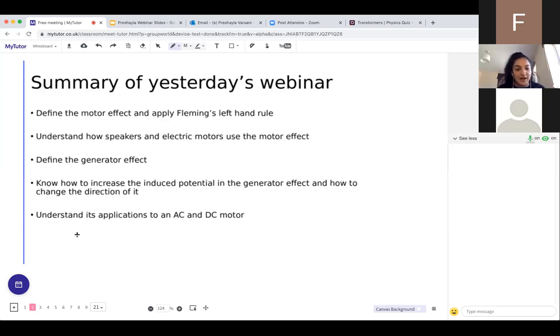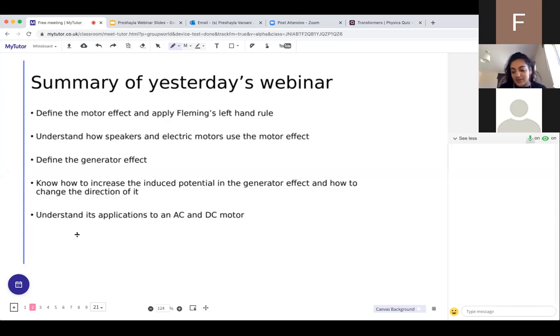Then we went on to talk about how speakers and electric motors use the motor effect. So we talked about how sound waves vibrate the diaphragm of a speaker, which changes it into electric signals. So that was a really cool application that we looked at. Then we went on to define the generator effect, which is similar to the motor effect, but slightly different. And it's all about how we can induce potential difference, induce voltage to create a current. And then talks about how we can increase this potential difference and how we can change the direction of it using a few different factors.